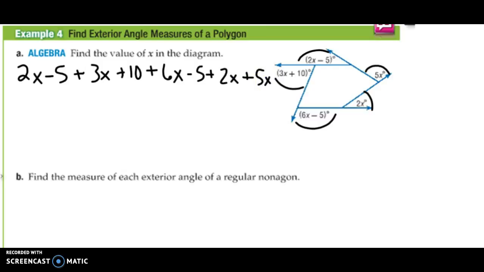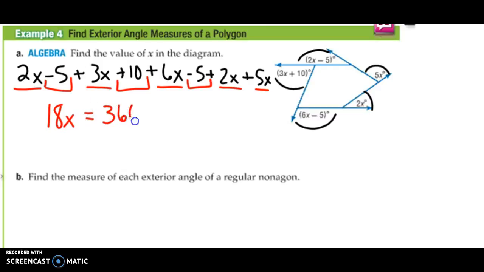Let's combine our like terms at this point. 2x and 3x is 5x, plus another 6 is 11x, plus another 2 is 13x, plus another 5 is 18x. And then let's combine our other like terms. Minus 5 plus 10 minus 5. So minus 5 plus 10 is a positive 5, minus 5 is 0. So it's actually nothing left, it's just 18x is equal to 360 degrees. Divide both sides by 18, and I find that x is equal to 20.